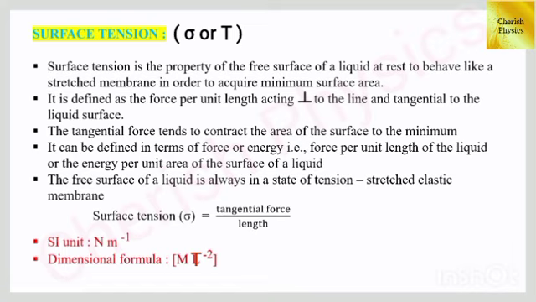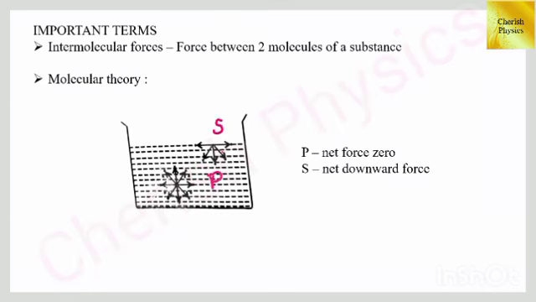Surface tension happens due to the following forces. First one is intermolecular forces. It is the force between two molecules of a substance. Now let us see the molecular theory. First, let us consider the molecule P, which is inside the liquid. So it experiences forces in all directions. Hence, the net force acting on the molecule is 0.